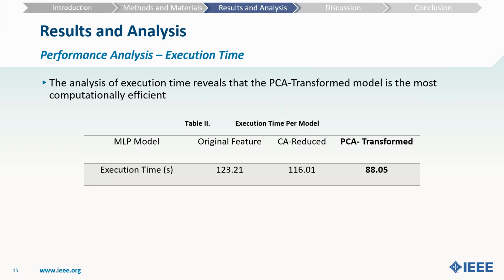The analysis of execution time reveals that the PCA transformed model is the most computationally efficient with a runtime of 88 seconds. This is in comparison to the 116 seconds required by the correlation analysis reduced model and the 123 seconds of the original feature model.